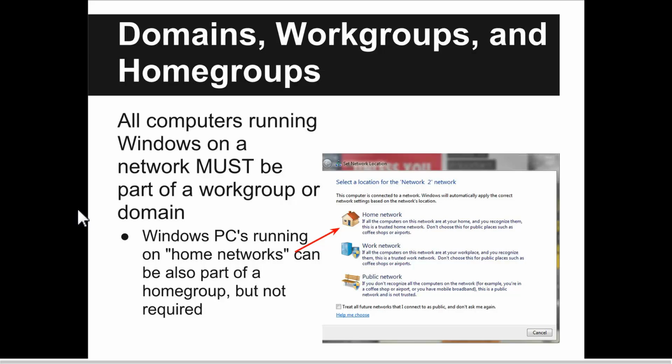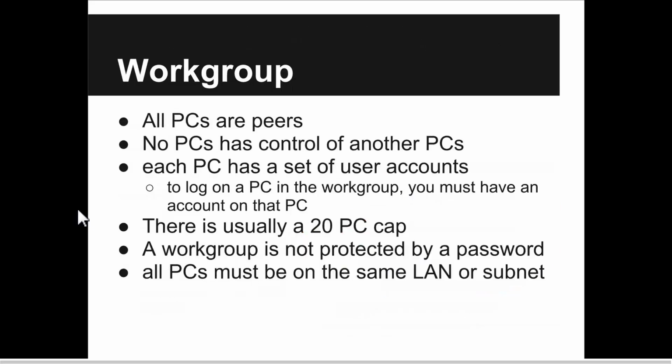So: domains, workgroups, and home groups. I'm sure you've heard these terms at some point and wondered what the difference is. All computers running Windows on any network must be part of a workgroup or a domain. They can be part of a home group also, but it's not required. In a workgroup, all PCs are peers. No PC has control of another.